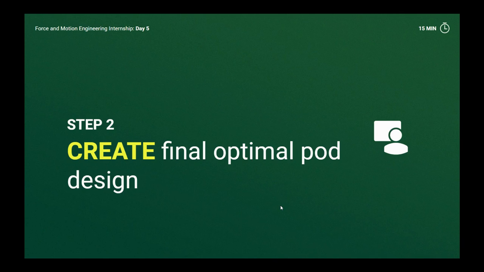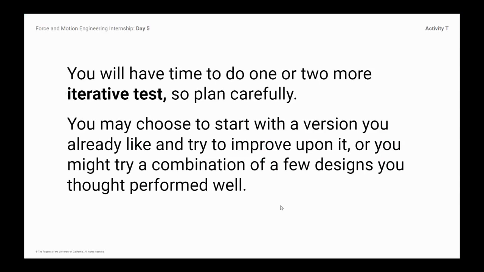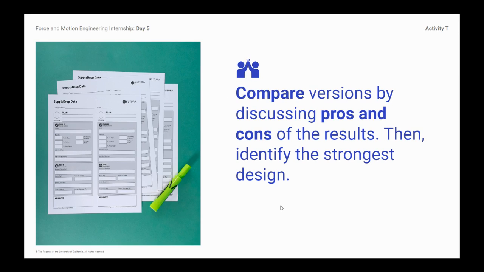So let's create our final optimal pod design. Step 2. So you have time to do maybe 1 or 2 more iterative tests, and I want you to really plan that carefully. You can choose a starting point with a version, maybe the best version that you already have, and try to improve upon it. Or maybe try a combination of a few designs that you thought performed well. Carefully discuss all your previous designs. How could we make it even better? What did some of these test conditions change and made your design stronger or weaker?